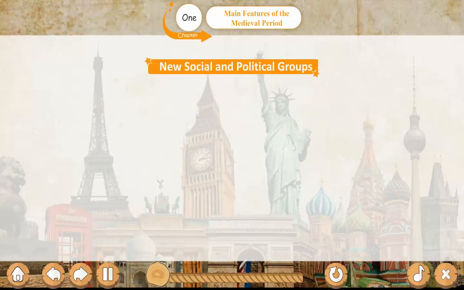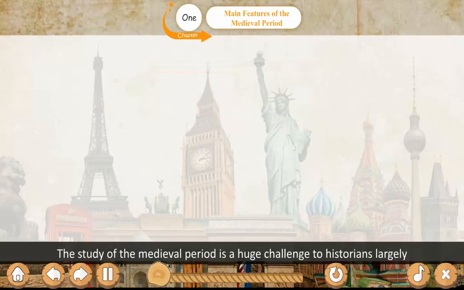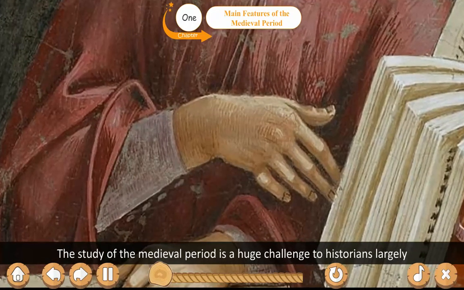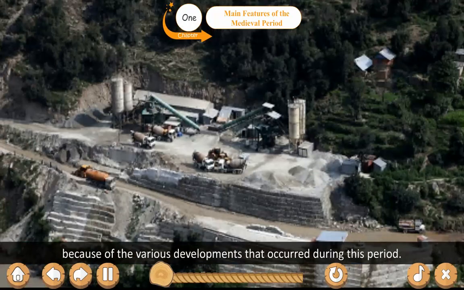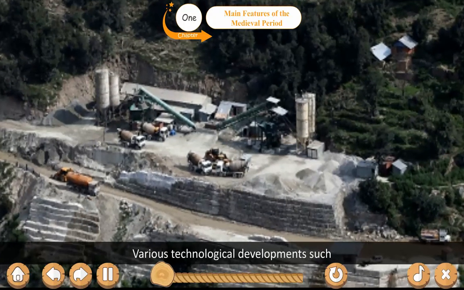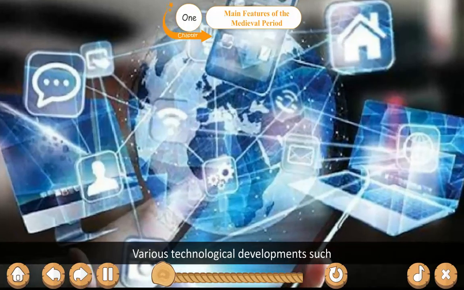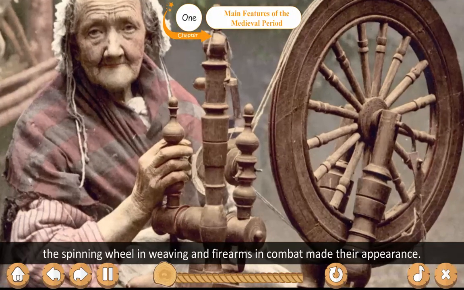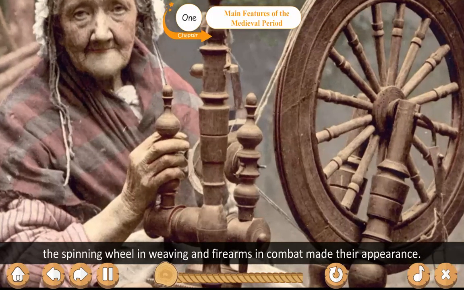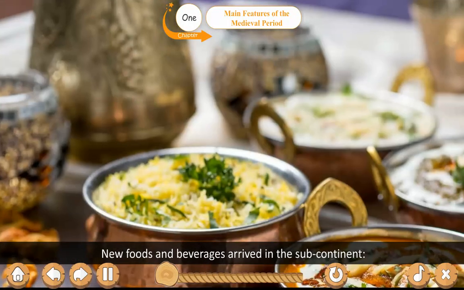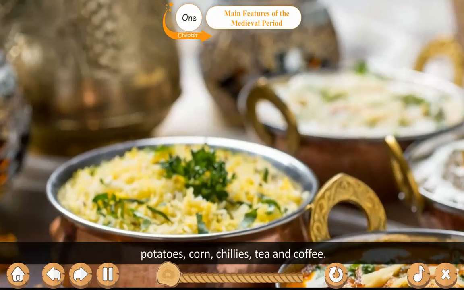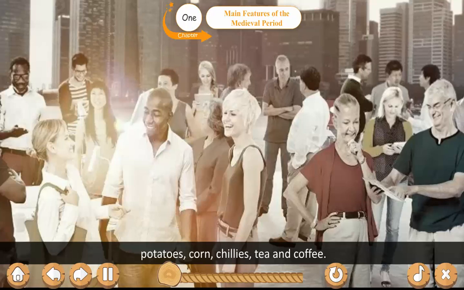New social and political groups. The study of the medieval period is a huge challenge to historians largely because of the various developments that occurred during this period. Various technological developments such as the introduction of the Persian wheel in irrigation, the spinning wheel in weaving, and firearms in combat made their appearance. New foods and beverages arrived in the subcontinent: potatoes, corn, chilies, tea, and coffee.